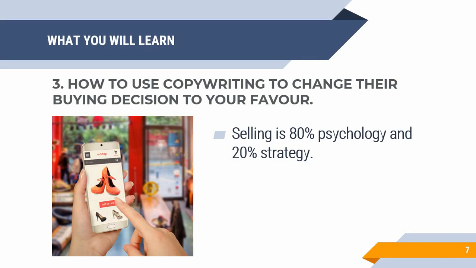The next is how to use copywriting to change their buying decision in your favor. Selling is 80% psychology and 20% strategy. Most people focus on the strategy rather than changing the psychology of the customer. Because when you do that, you're actually changing their buying decision. And there are a whole lot of tools which you can use. Copywriting is what you can use to change their buying decision, which contributes to the 80% psychology of selling.